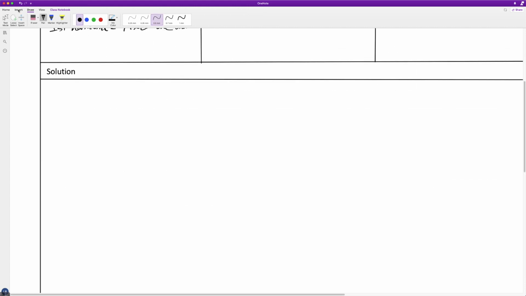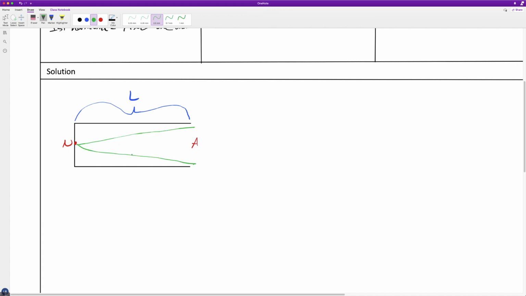Let's draw our diagram. So here's our pipe, and our wave open at both ends. That's our length, node, antinode, and our wave looks something like that. So our length is 1/4 of our wavelength. So in order to solve for the length, we need to find lambda.